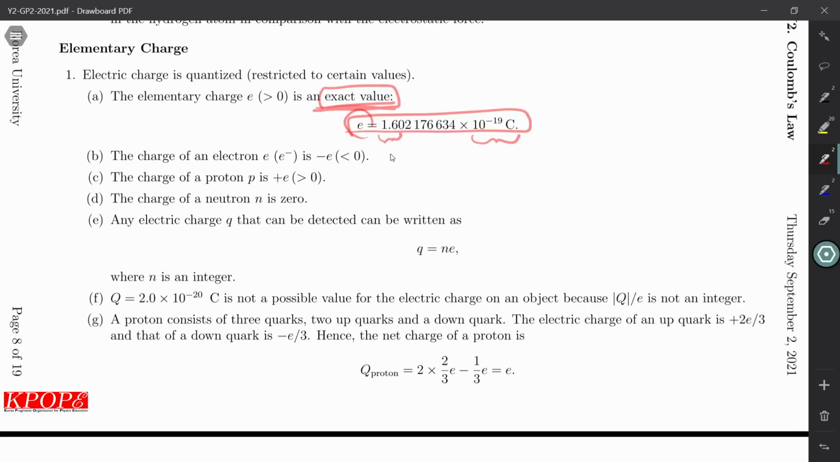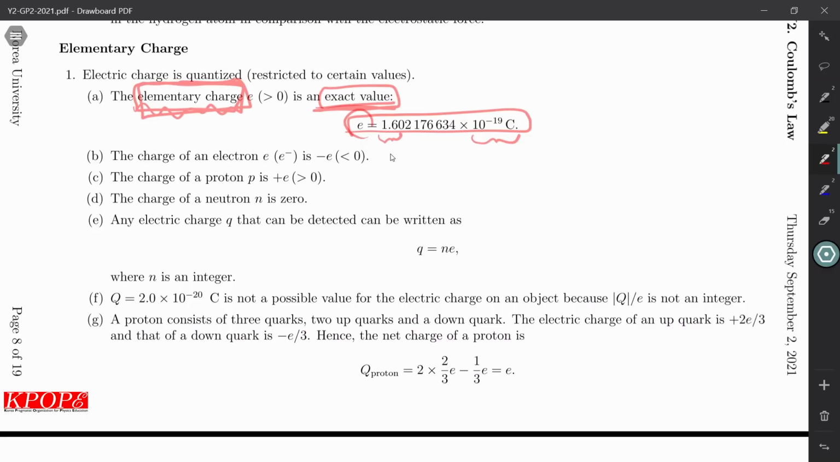Proton's charge is positive value itself. And neutron's charge is 0. Any charge is a multiple of these charges. So we call this elementary charge, fundamental charge. Therefore, it is not a general real number. It is an integral multiple of this number.